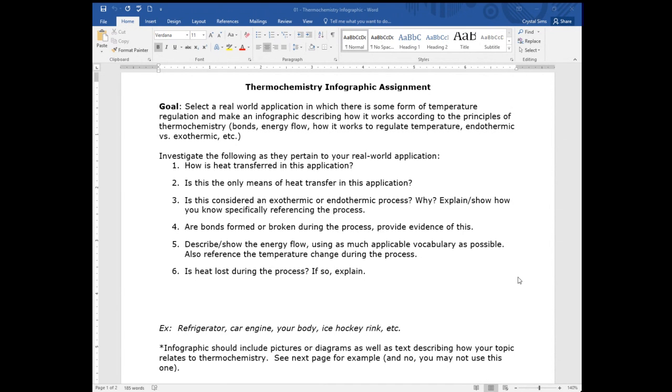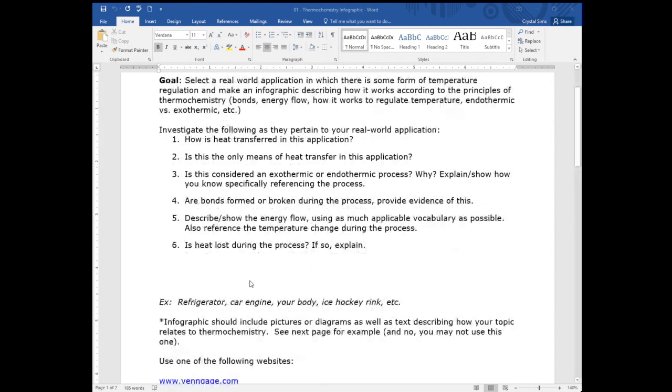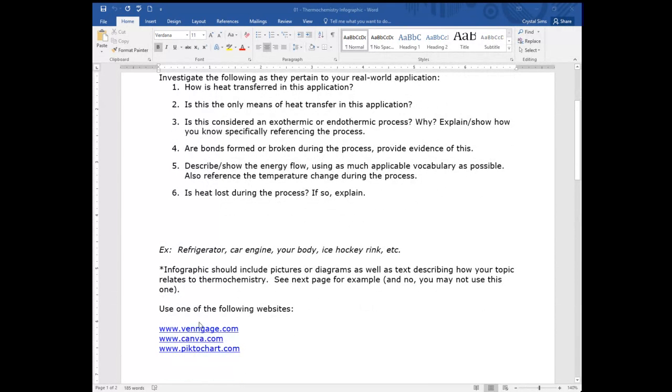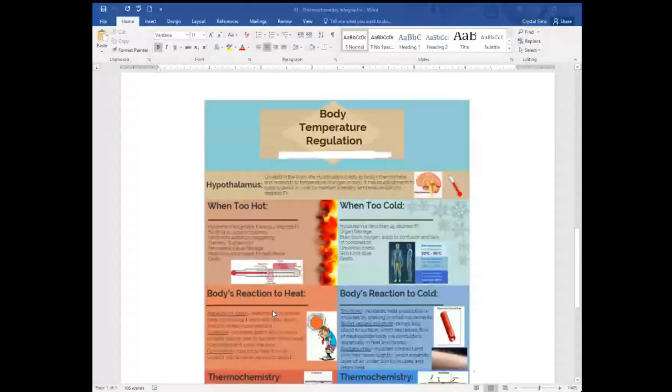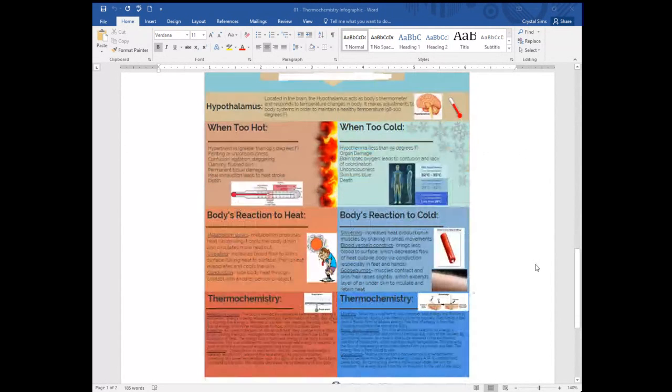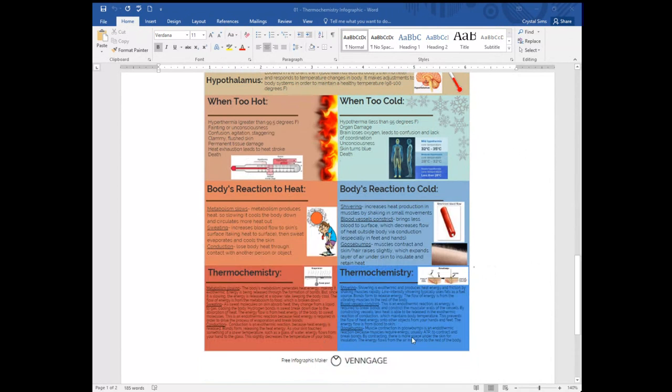And you're going to create this infographic and you're going to answer these questions. Okay, so you're going to answer these 6 types of questions, and you should have pictures and diagrams. There are several different websites here that allow you to plug in your information and move it around so that you can put in your graphics and put in your information. Okay, this one created by Venngage, and then you can save that as a JPEG or a PDF. And so that's what you'll turn in.